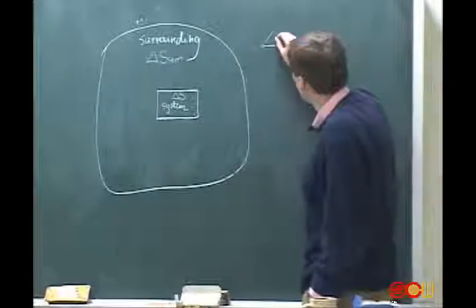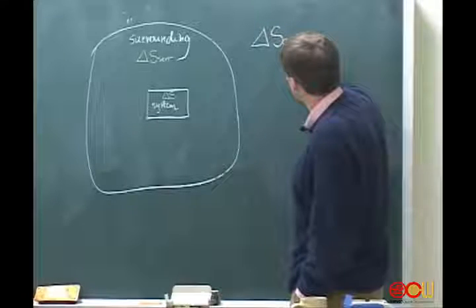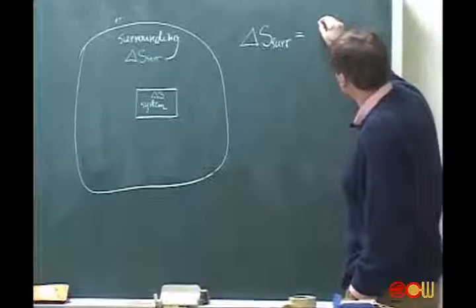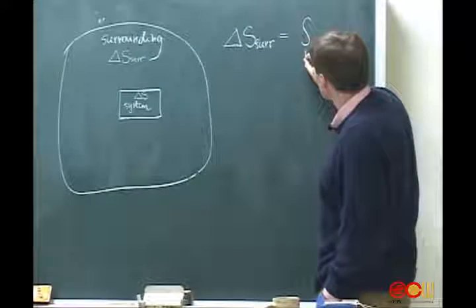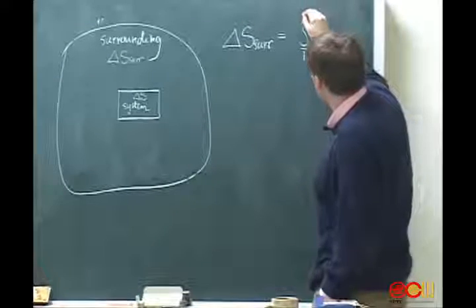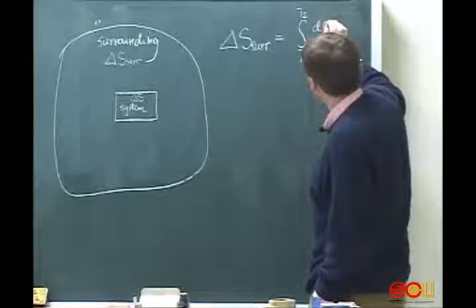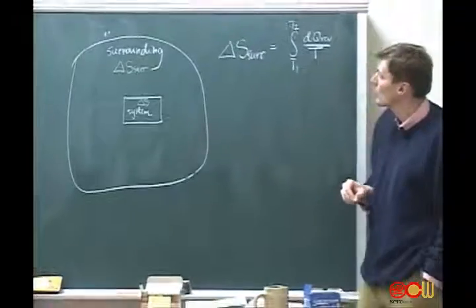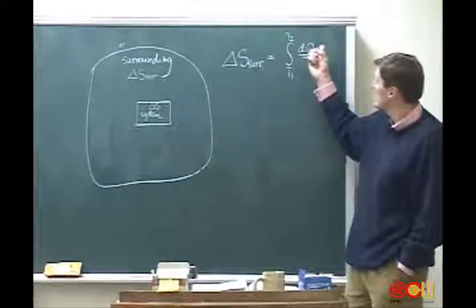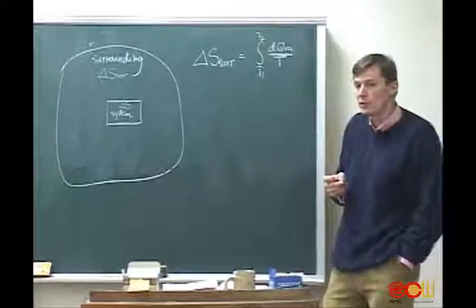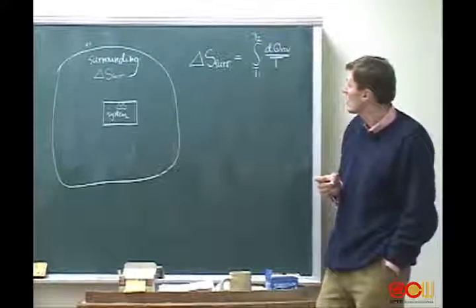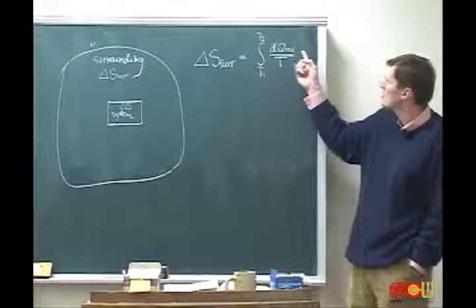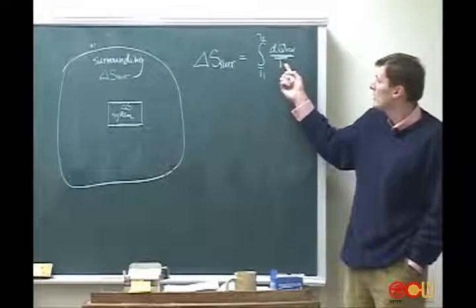We know that it would be the integral from T1 to T2 of dQ reversible divided by T. Now we know that during the reaction the heat is transferred. Let's assume the reaction is happening very slowly, then we can assume it's a reversible reaction. Of course, it never happens like that, but sometimes we can control it to make it almost reversible. And now we divide by the temperature of the transfer.